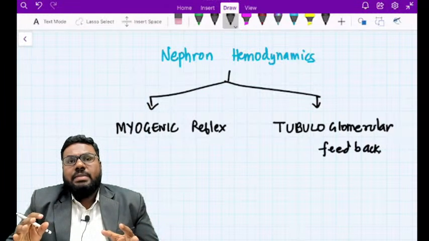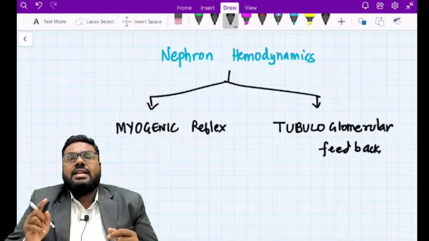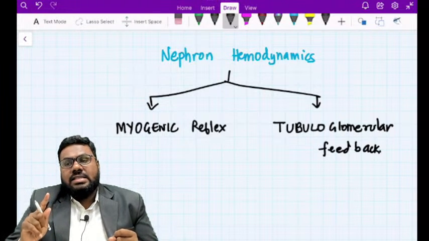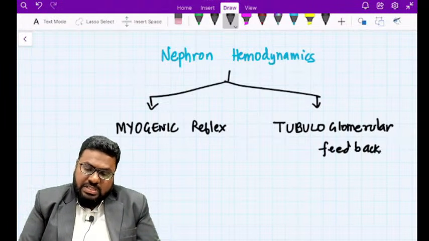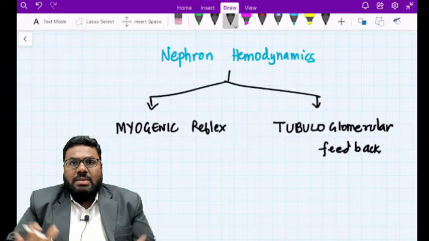Whatever MCQs come, it comes based on this statement. I repeat the statement. Whenever there is an increase in the mean arterial pressure, there is simultaneously an increase in the renal blood flow and an increase in the GFR. This is what the tubuloglomerular feedback is helping us to understand, the bottom line.